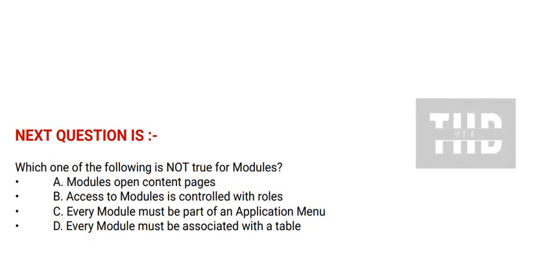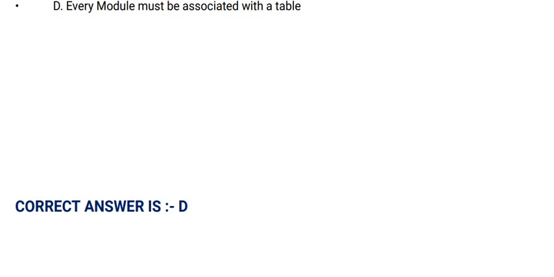Next question is, which one of the following is not true for modules? Option A. Modules open content pages. Option B. Access to modules is controlled with roles. Option C. Every module must be a part of an application menu. And option D. Every module must be associated with a table. And the correct answer is option D.